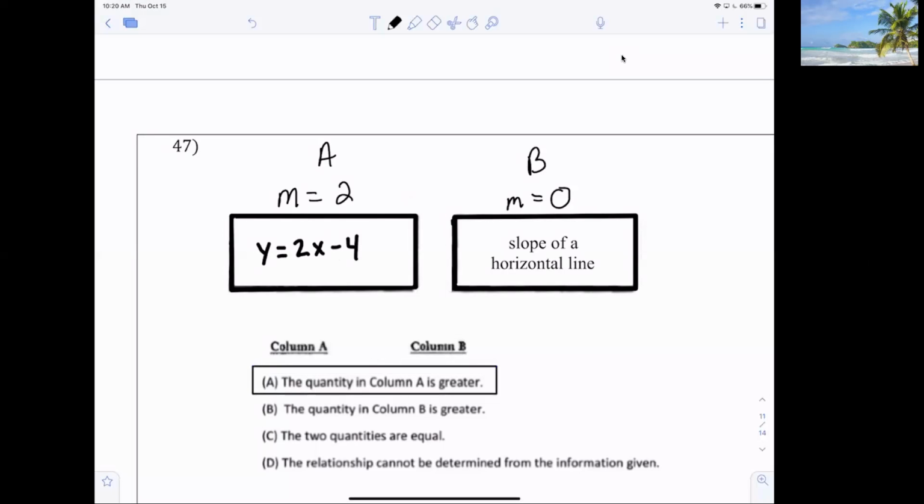Isn't a vertical line just undefined? Vertical line is undefined. Okay. Why isn't the 2 negative? What's the number in front of the x? 2. Why do you want it to be changed? Oh wait. All right, you're good.